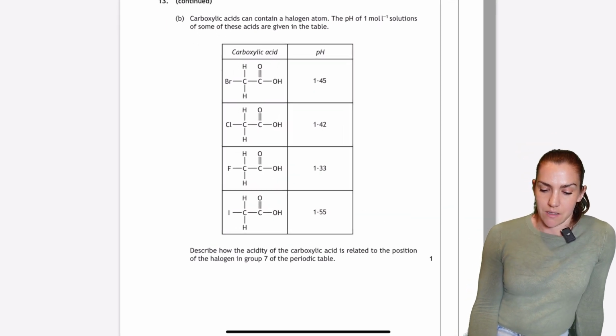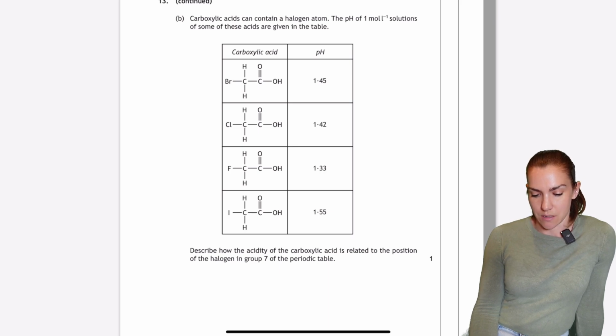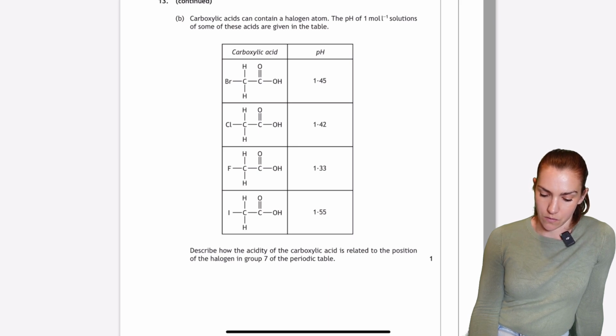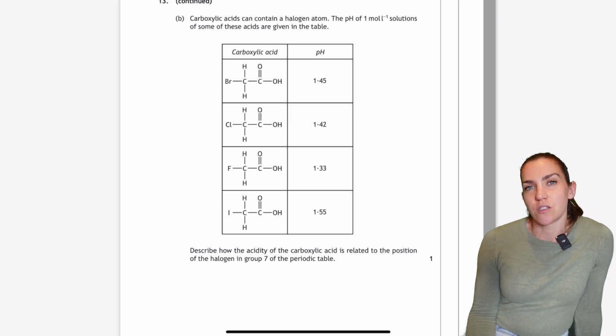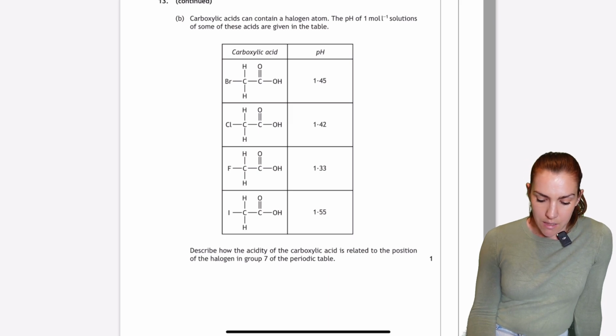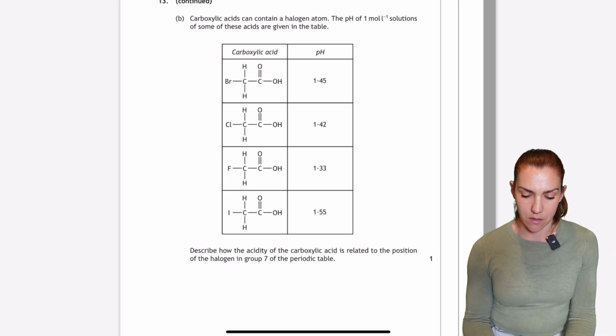Carboxylic acids can contain a halogen atom. The pH of 1 mole per litre solutions of some of these acids are given in the table. Describe how the acidity of the carboxylic acid is related to the position of the halogen in group 7 of the periodic table. So for these questions, this is where it's very important to use the words that it's giving you in the question. So it's asking you to say how the acidity is related to the position of the halogen. So if we look at the position of the halogen, they're in a random order.